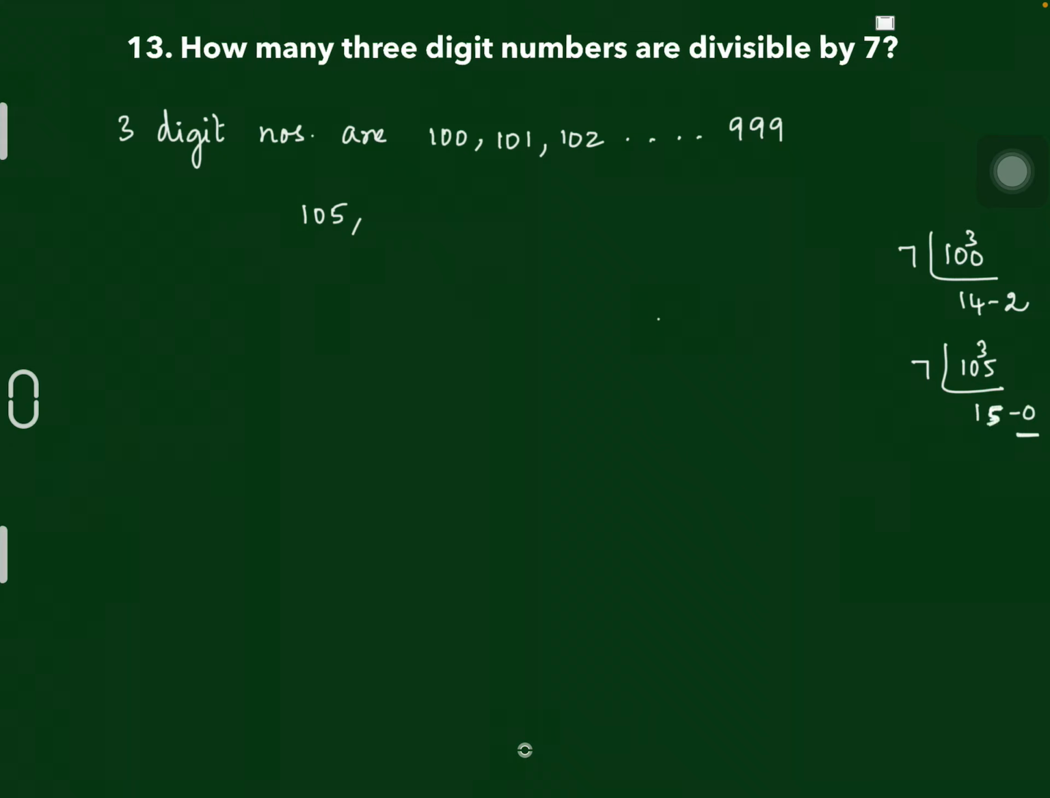So 105, then these numbers are divisible by 7. So the difference between the numbers will be 7 always. So when it is 105, the next will be 112 and the next will be 119. I keep adding 7. 105 plus 7 is 112. 112 plus 7 is 119, like that. It goes on. And 999.